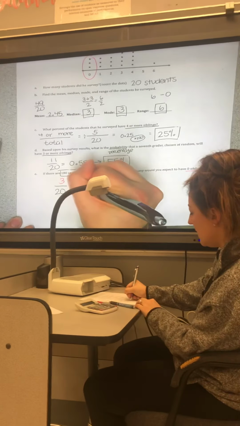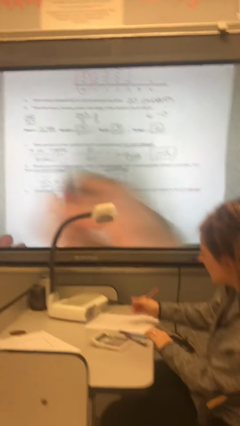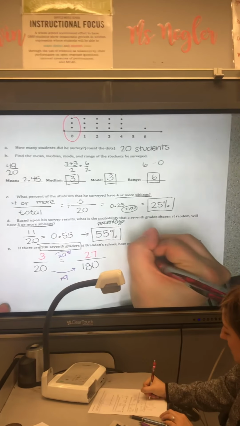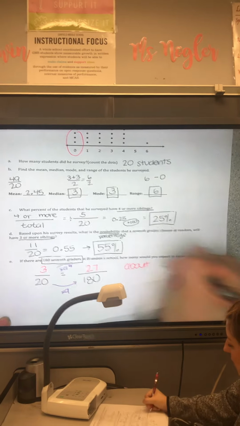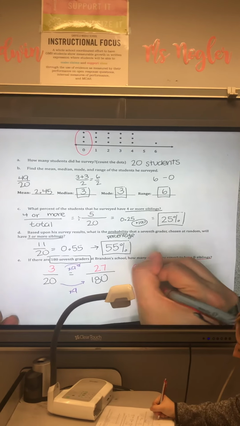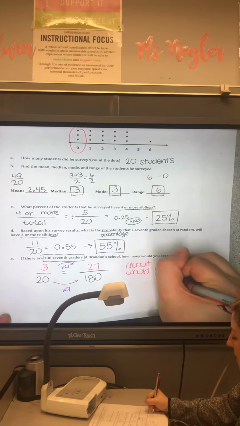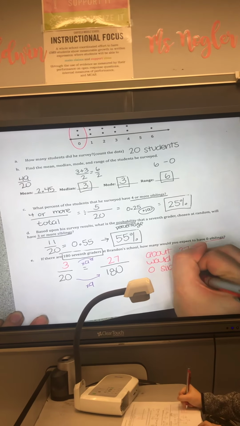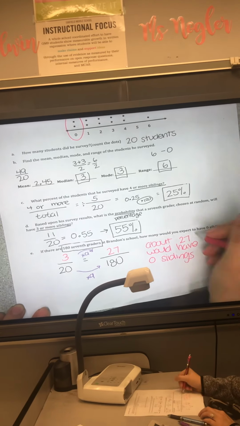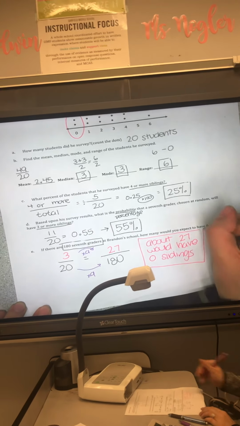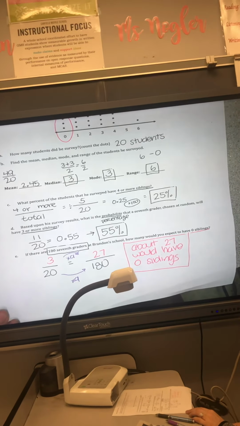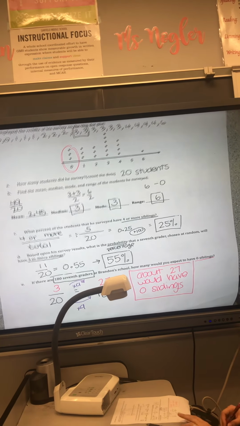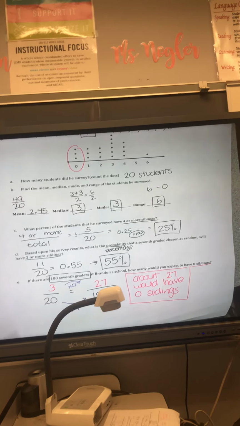So I do 3 times 9 to get that if there was 180 7th graders, about 27 would have 0 siblings. So again, we can't predict an exact amount, but we can make a guess. And about 27 would have 0 siblings. So this is what you can use to help you with your dot plots. Again, this is number 1 on your worksheet, so you can go ahead and fill that in.